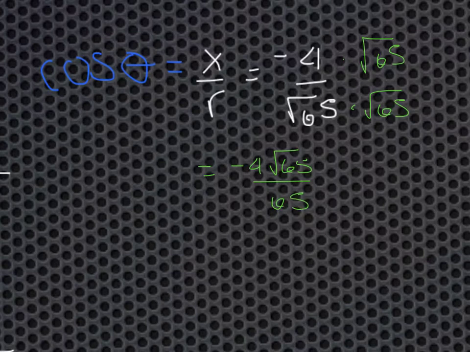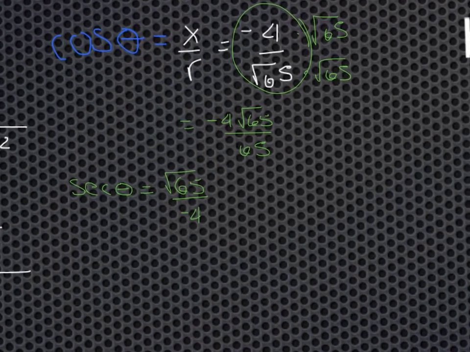The reciprocal of cosine is secant of theta. I'm going to go ahead and flip this one over. Remember, that's going to be r over x. And r we established is the square root of 65, and x is negative 4.